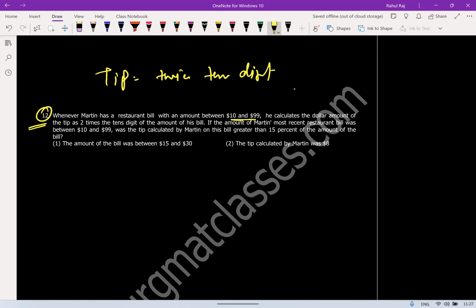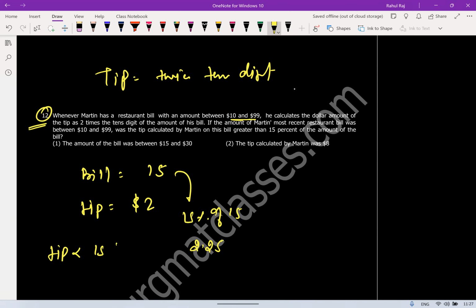Statement number 1 says the amount of the bill was between 15 and 30. Let's say the bill was $15. So what is the tip on this? Twice the tens digit, so $2. What is 15% of 15? 2.25. So in this case, what do I see? The tip is less than 15%.